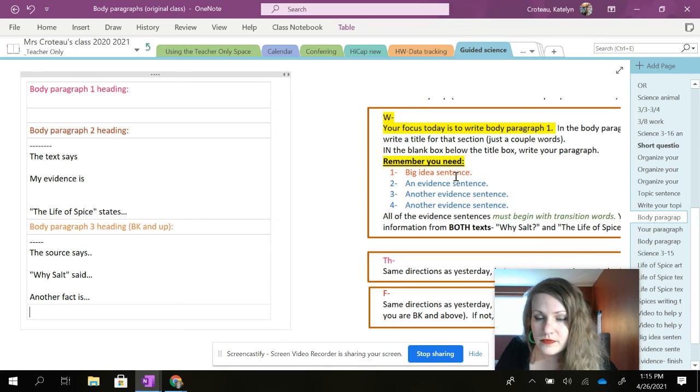Okay. Remember, both sources, your words. Actually, I'm going to leave you with three things to remember. Both sources, sentence starters, and your words.